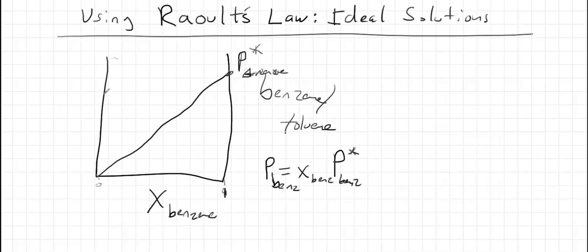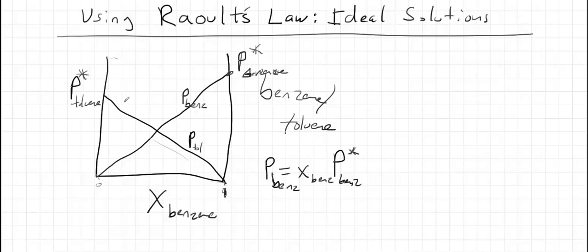And we can draw a similar line for toluene. So we can see these two curves. Here we have the toluene curve, I'll just call it P-tol. And here we have the benzene curve, I'll call it P-benz. And both of those, they're straight lines, actually not curves. They both lead to the pure vapor pressures. Okay, so this side is pure toluene, this side is pure benzene.